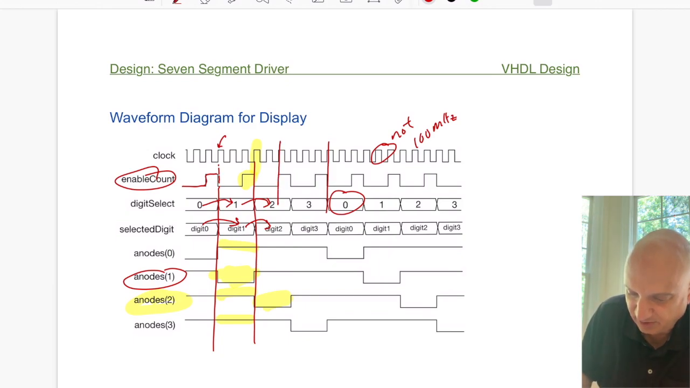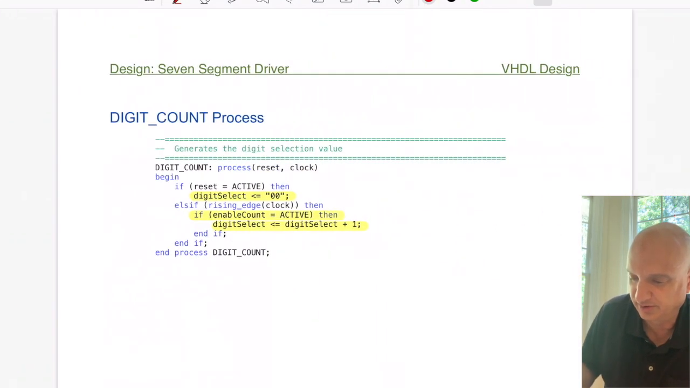Same here. Let's go here. Digit select changes, all right? And that's when digit select gets changed. All right, hold on there. There we go. And so that's how the digital count process works.